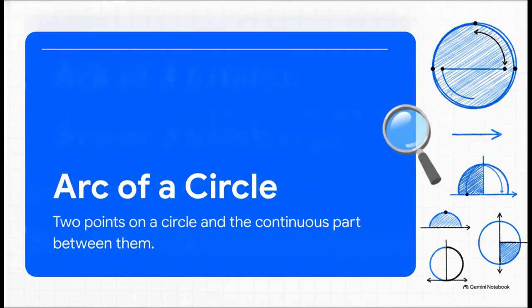But what if you don't go all the way around? If you only consider a fractional portion of that circumference between two specific points, that unbroken part is called an arc. It's essentially just a continuous curve along the circle's outer edge.